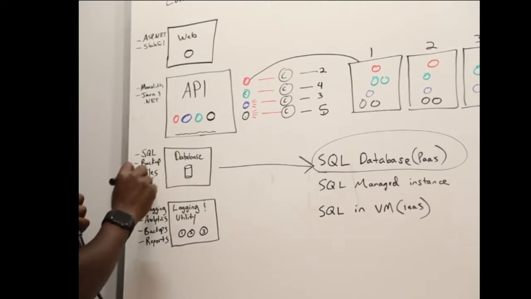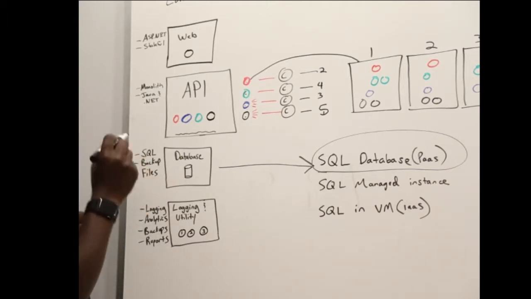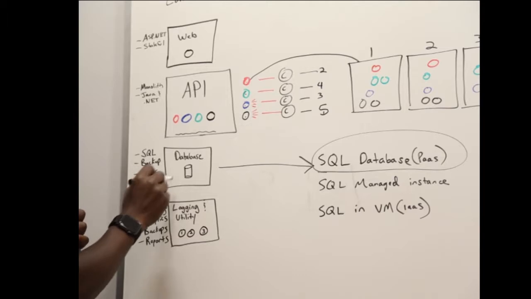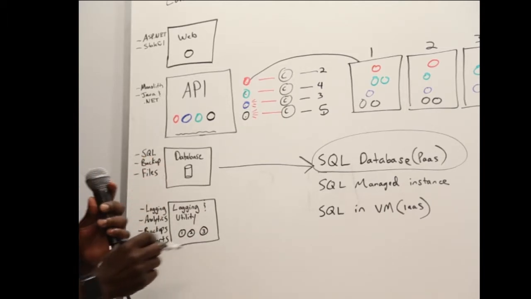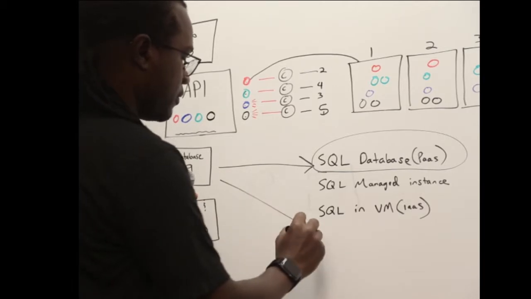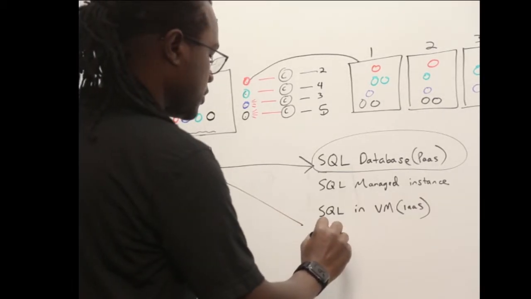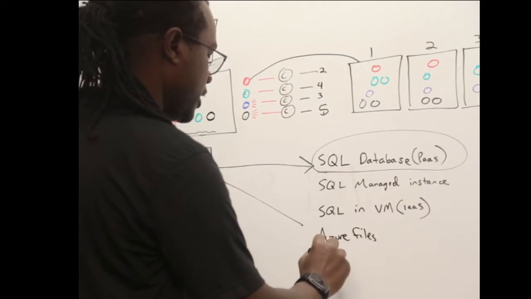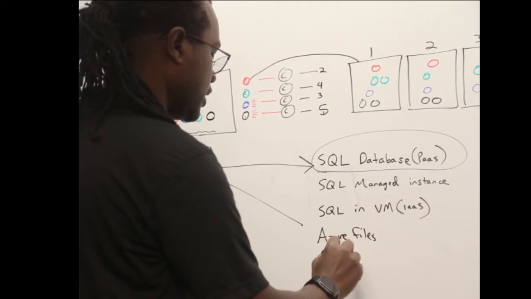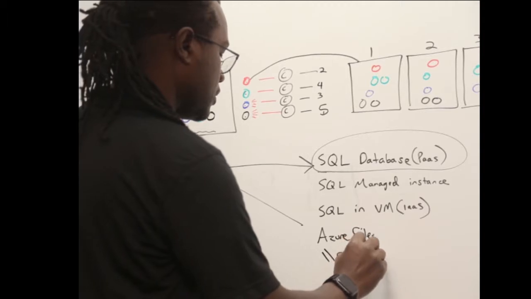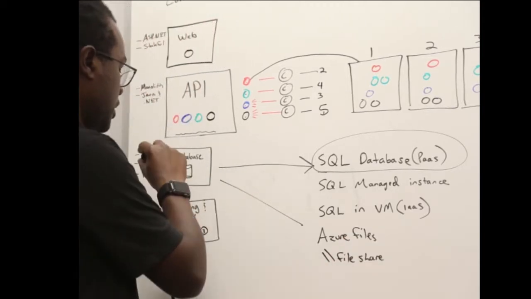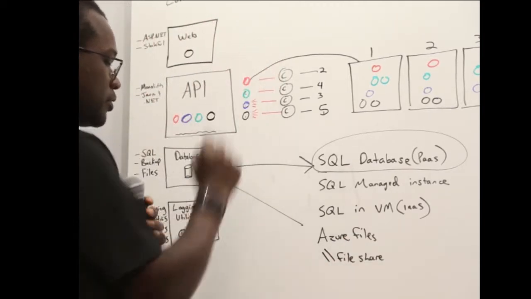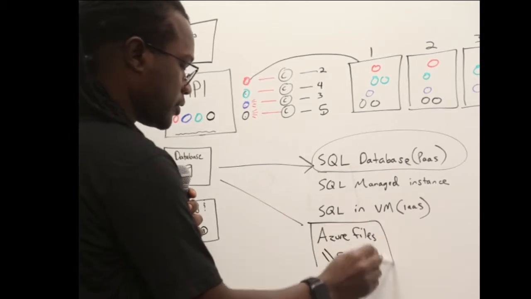Here we can see that this application also had a need for files, and we were doing some file shares on this database server here. One of the other services we have is called Azure Files. And this allows you to set up a file share in the cloud and still have your application talk to that file share that's sitting inside of Azure.